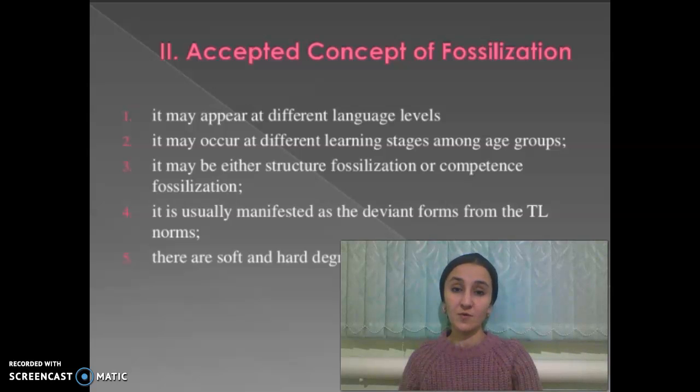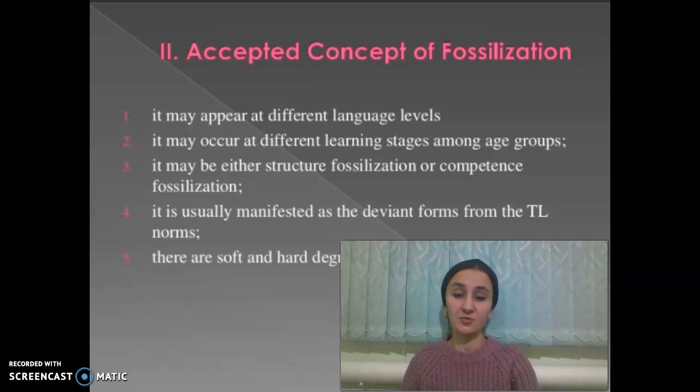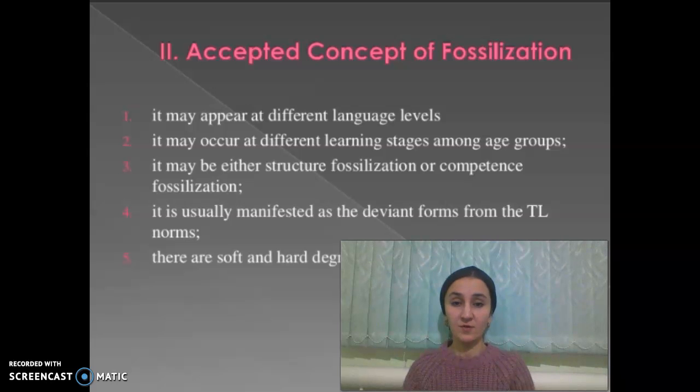So, accepted concept of fossilization. The accepted concepts of the term may appear at numerous language levels. When I say numerous language levels, it means ages of learners. It may occur at any level, among people of any age. For example, among children who are in fifth or sixth grade, among adults, and among elderly people, we can even see the negative effects of fossilization. So it may occur at different learning stages among age groups.